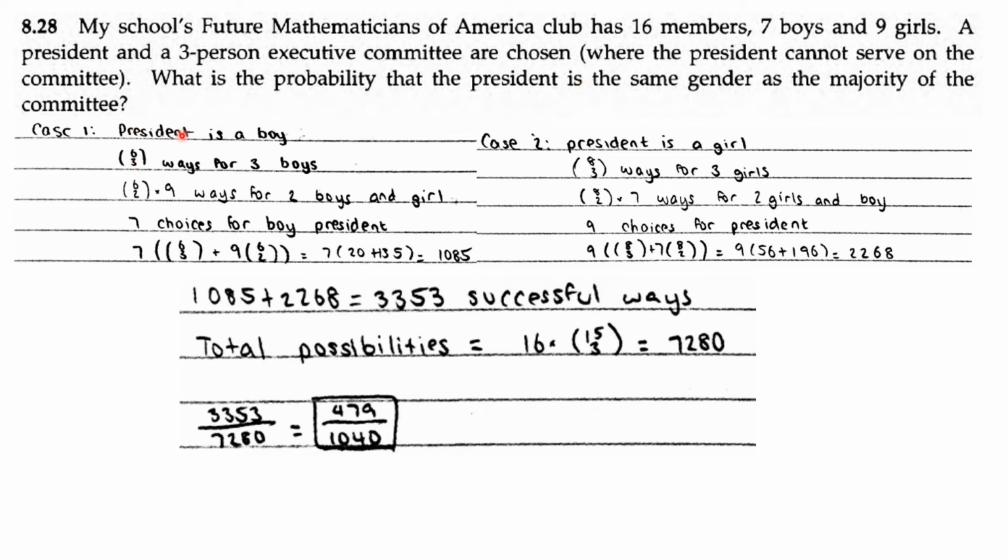So case 1 is if the president is a boy. Since there are 7 boys, if the president is a boy, there are 6 boys left for the 3-person committee. So there are 6 choose 3 ways for 3 boys, and for 2 boys and 1 girl, it's 6 choose 2 times 9 ways, since you also need to choose 1 girl. Since there are 7 choices for the boy president, the total is 7 times 6 choose 3 plus 9 times 6 choose 2, which is 1085.